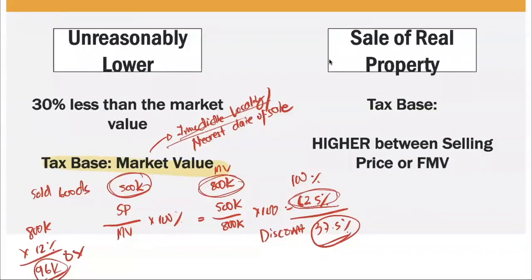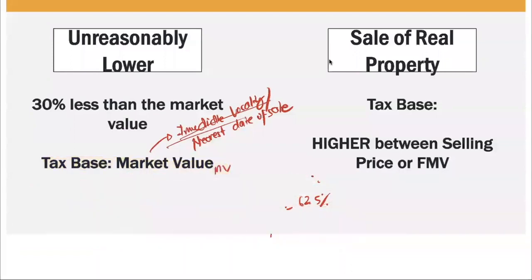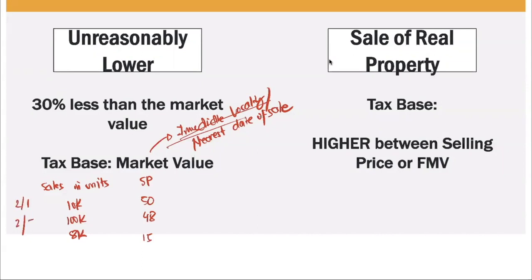Okay, another one. What if we base it on your nearest date of sale? For example, you have different sales in units: 10,000, 100,000, and 8,000 units, with selling prices of 50, 48, and 15. The dates are the 21st, 25th, and 28th. We base it on the nearest date of sale. So if the selling prices are 50, 48, and 15, as you can see, for the last item on the 28th, the price is too low. Of course, you test that again.